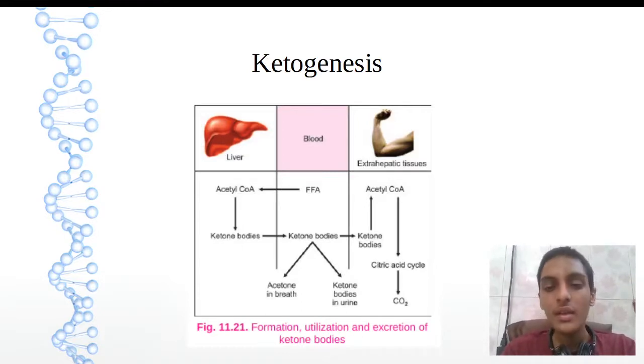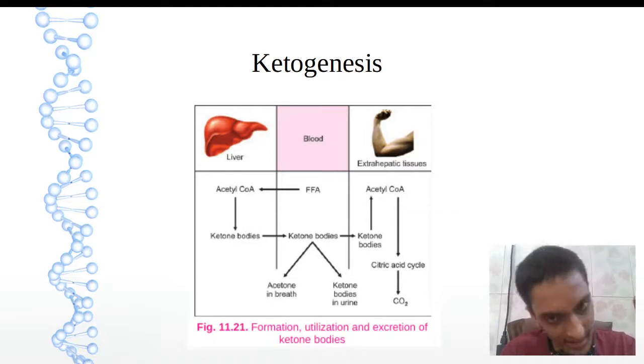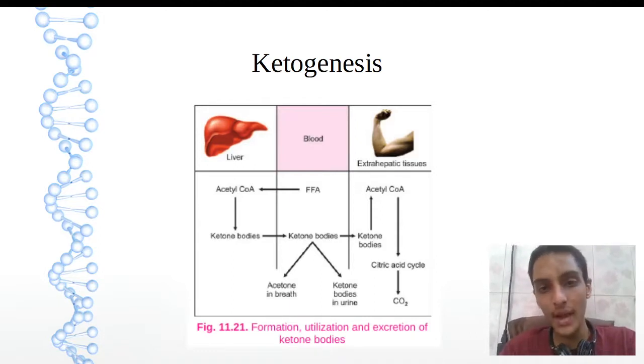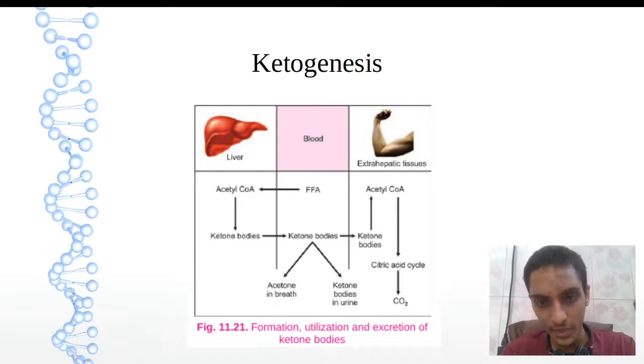Now ketone bodies will give rise to acetyl-CoA because it's a reversible process, and free fatty acids will enter the bloodstream going to the extrahepatic tissues like the muscle. In the muscle, the same thing as I discussed in the liver is what will happen.